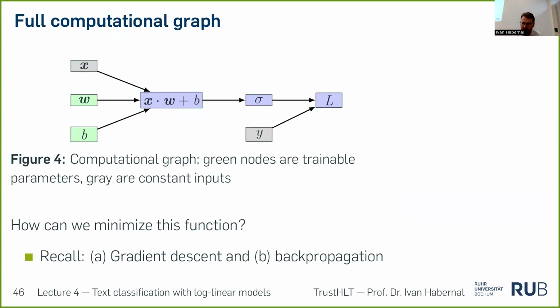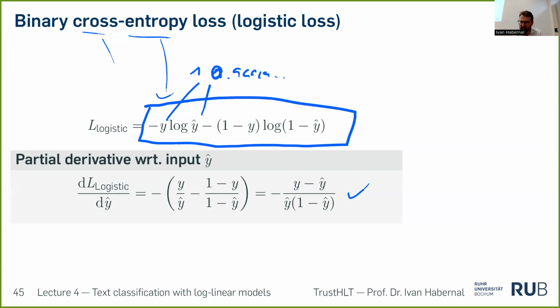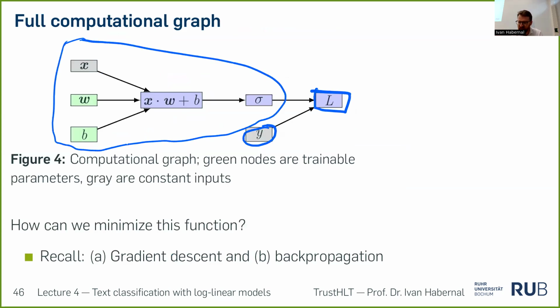Now, this is what we've seen before. This is our computational graph, how to get from vectors of input and parameters to a number. And now this is our gold standard label. And here we are plugging in the loss. Logistic loss has 2 inputs. One is the output of the network, the prediction, and the other is the gold standard label. This is the loss. We have a function now which is computing a loss over one example.